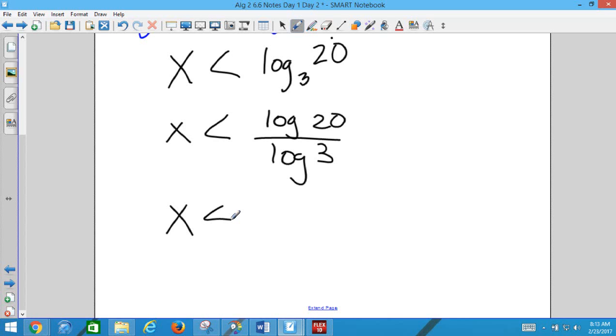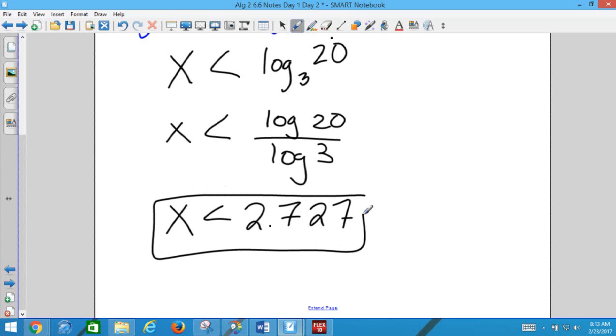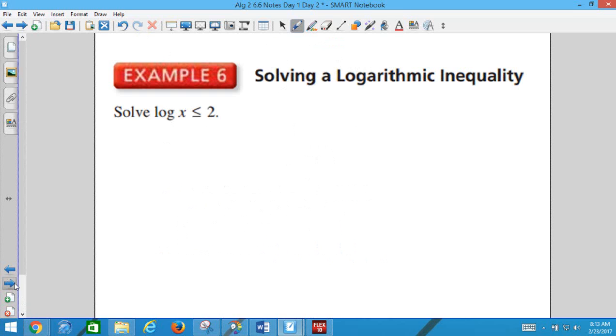Did you get it? Brownlee, we are on the back of our notes we did last time. Yep, I'm going to actually do 3 decimal places, but you did it correctly. 2.727.